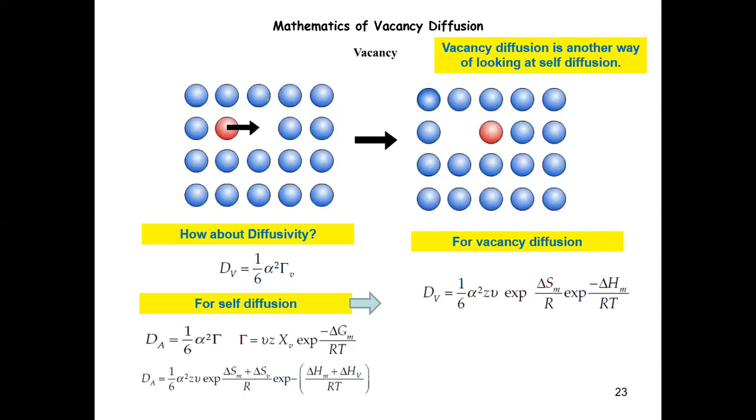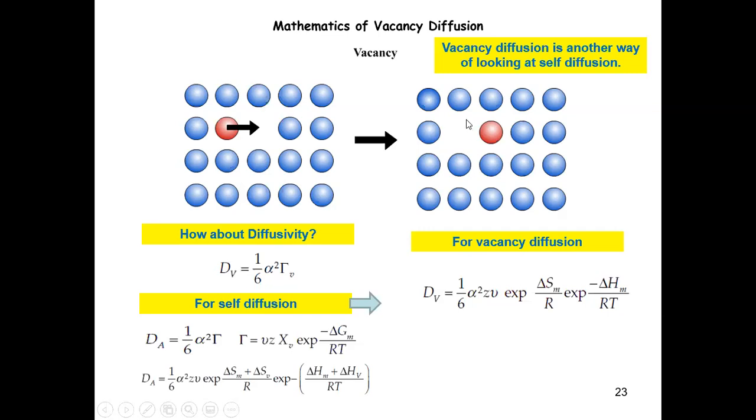Okay, so let me see. Here, I just summarize all the results we have, right? So this is for self-diffusion. I just listed the diffusivity I derived together with you guys, right? And then let's move on to the vacancy. Here I use DV to distinguish the vacancy diffusivity.